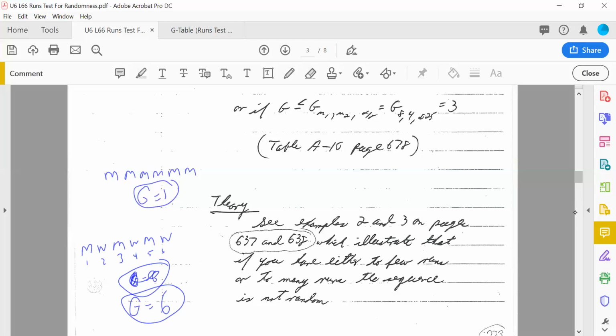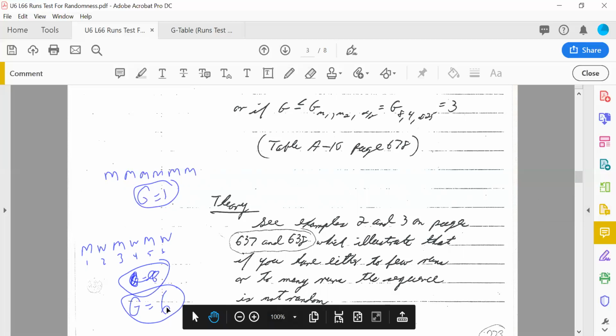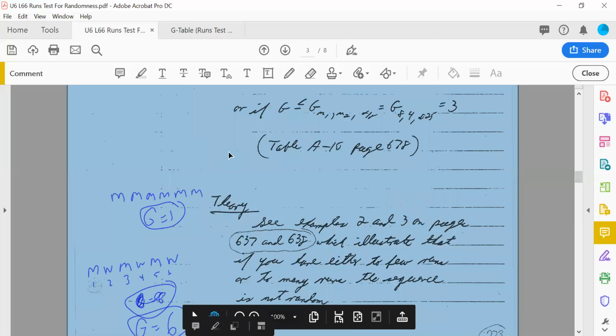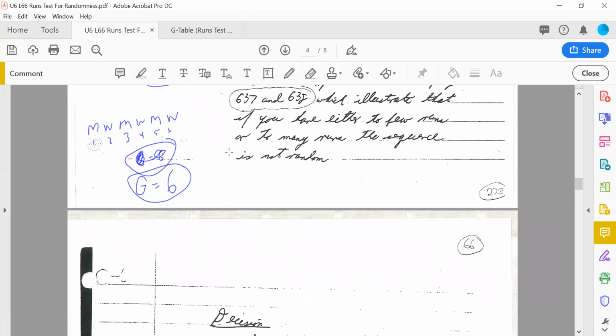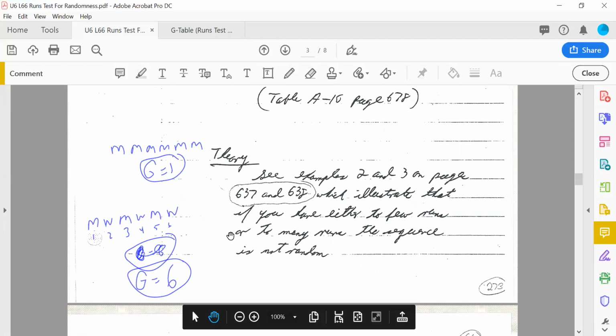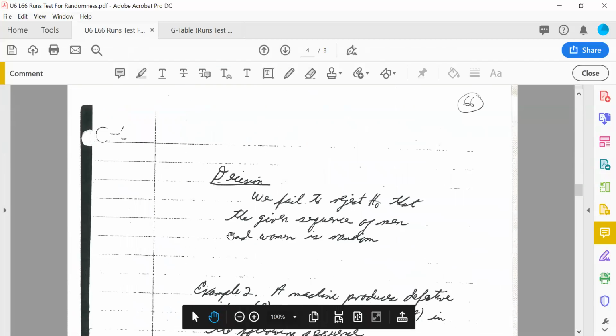Okay. The moral of the story is this. If you have too few runs, you're going to reject H0 and say it's not really that random. If you have too many runs, you're also going to reject and say it's not random. That is the theory behind the runs test for randomness. Is it a perfect theory? No, it is not a perfect theory. But that is the theory behind the runs test. If there are too few runs, you reject. If there are too many runs, you reject. If you're right in between, you don't.